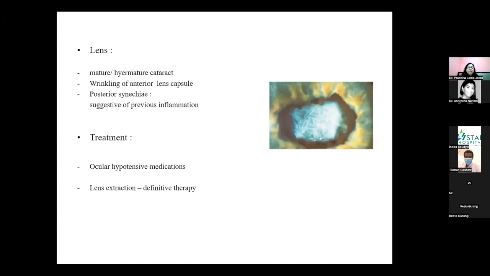And in the lens, we will see a mature cataract with wrinkling of the anterior capsule, and there may be the presence of posterior synechia, which suggests previous inflammation also. Treatment is, we have to lower the intraocular pressure by medicine, and then lens extraction is the definitive treatment.